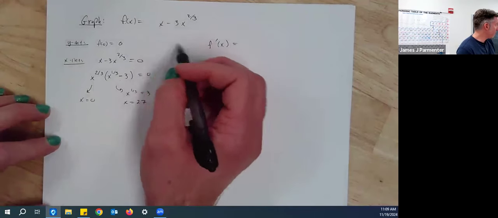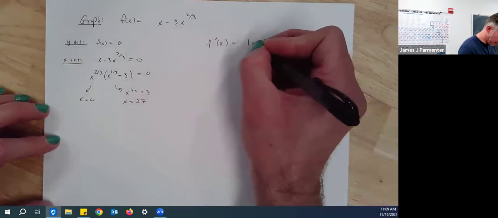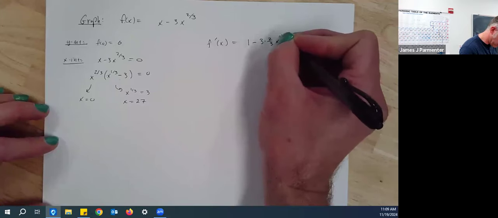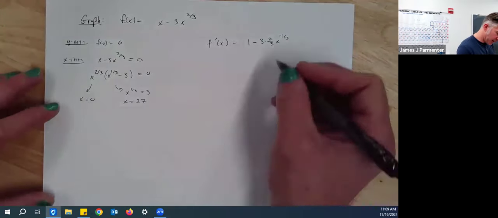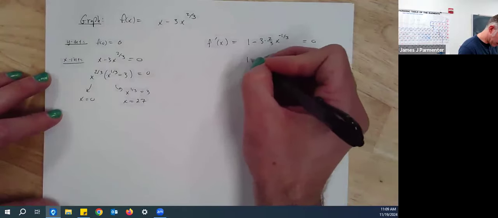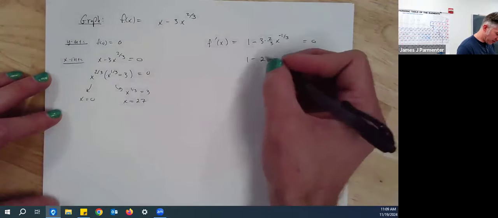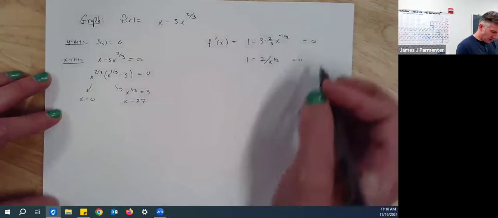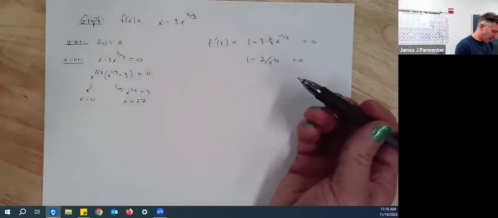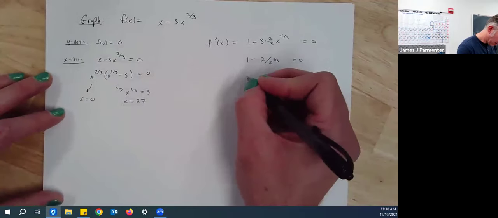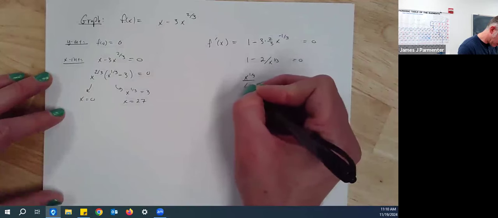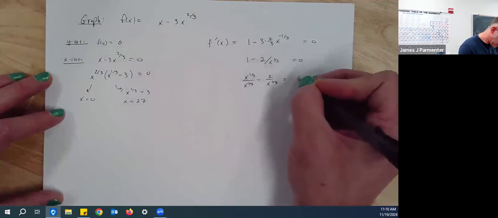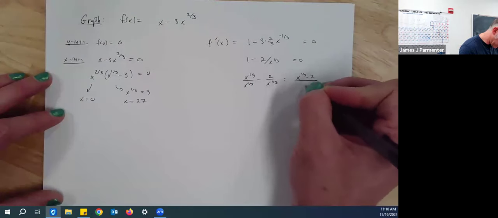I'm going to look at the unfactored form to take the derivative. I'm going to get 1 minus 3 times 2/3 times x to the negative 1/3. I'm going to simplify this a bit. I'm going to have 1 minus 2 times x to the negative 1/3, or if you like, divided by x to the positive 1/3. And here, you can either think of factoring that out or getting a common denominator. Let's get a common denominator. Let's say we have x to the 1/3 over x to the 1/3 minus 2 over x to the 1/3, or x to the 1/3 minus 2 all over x to the 1/3.